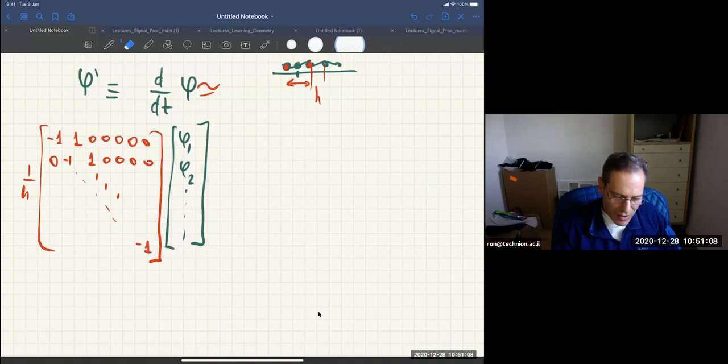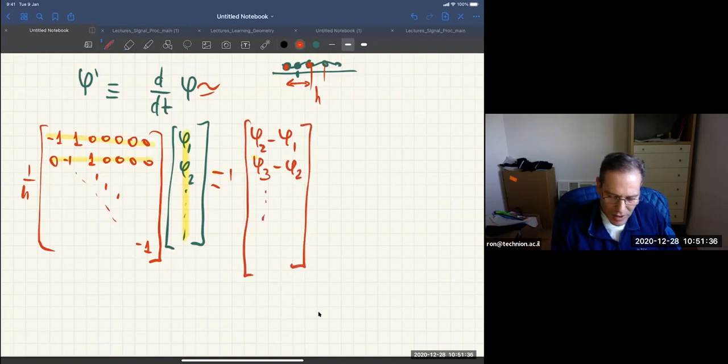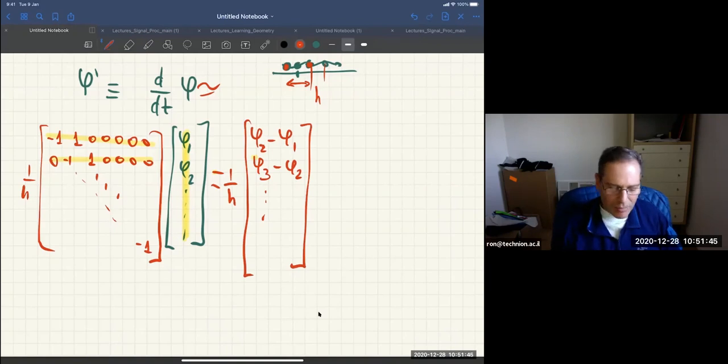Why? Because if I take the first row times my vector, then the first output would be psi two minus psi one, okay? The second row times this vector would be psi three minus psi two, et cetera. So there would be one over h here. h is the interval, right? Yeah. Let's keep h, okay? Now, what would be the second order derivative?